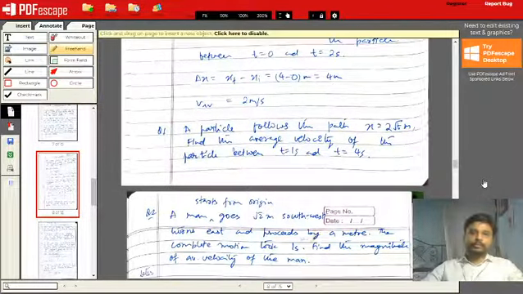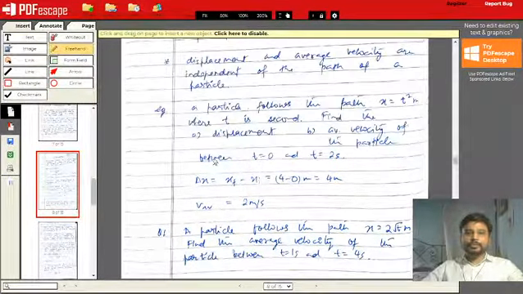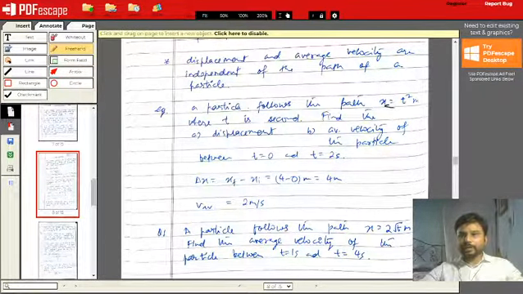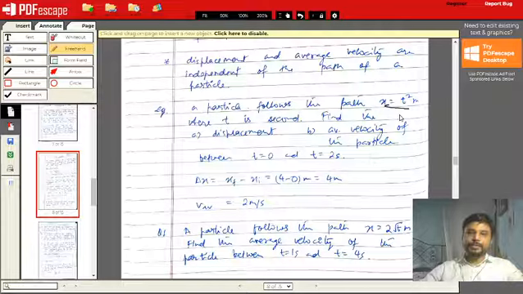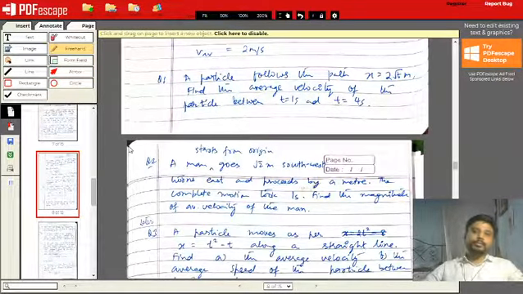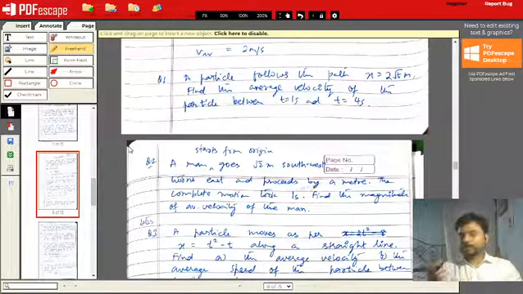So we covered up till this example: if a particle is following a path x is equal to t square, where t is in seconds, we have to find the displacement of the particle between 0 second and 2 seconds. So we did this last time. Today we are going to start with these unsolved questions.